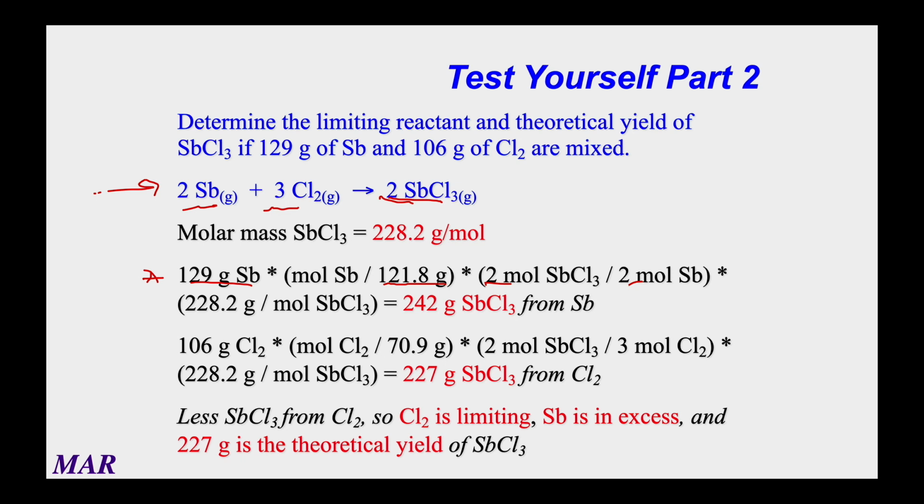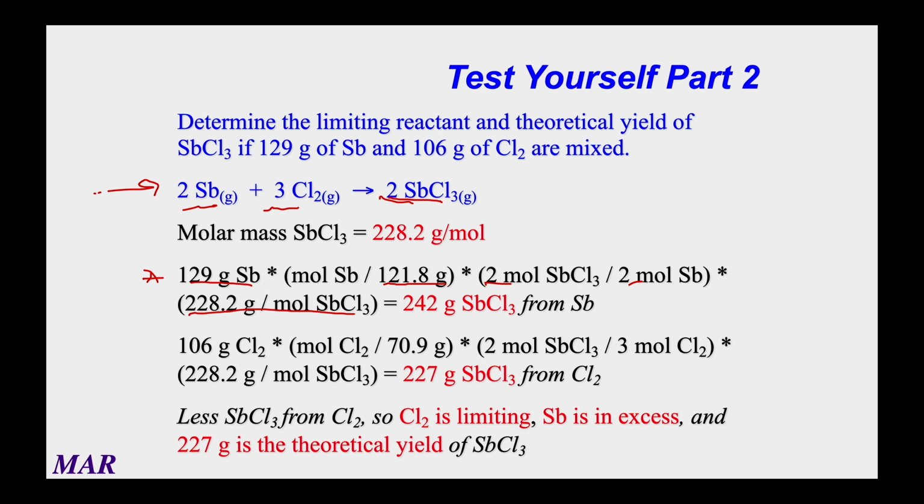And then finally, let's convert it into grams. So 228.2 is the molar mass of SbCl3. And if you do that calculation, 3 significant figures, 242 grams of SbCl3. That's the amount of product from the antimony.